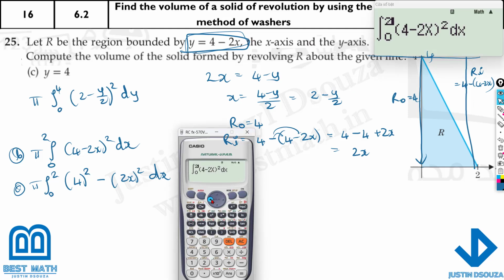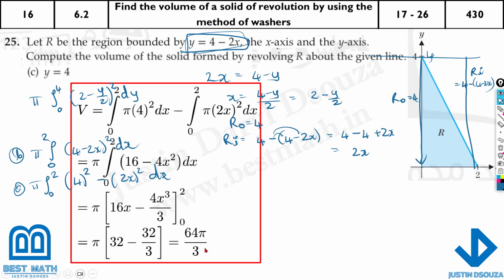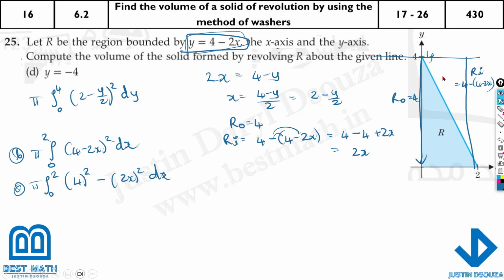So again over here we can readjust a little and write 4 squared minus 2x the whole square. It should be 64 pi by 3. 64 pi by 3, that's the correct answer. What about the D? It's minus 4.